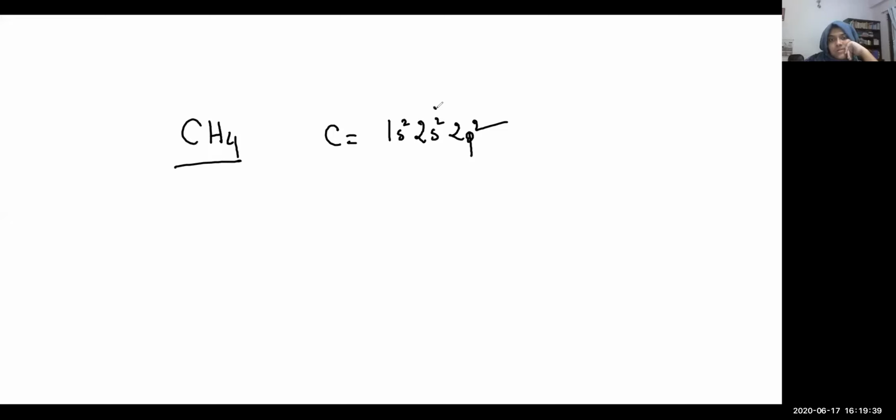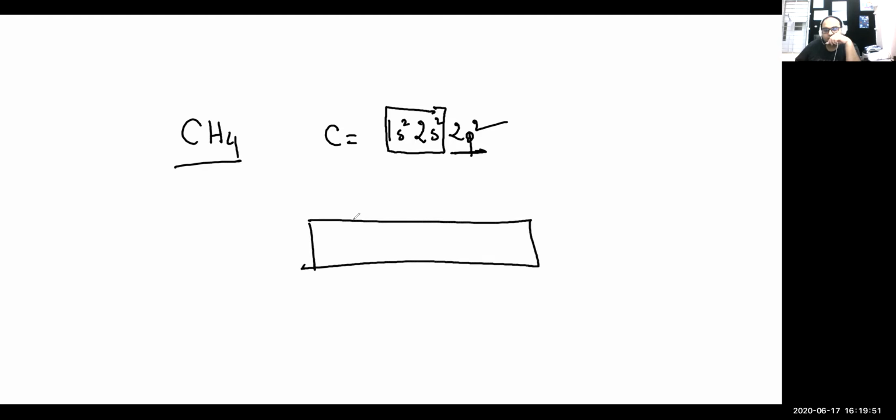So this part is already full, so we do not need it. What are we left with? 2p2. So it has 2 electrons here. Now, it has 4 hydrogens. This is 2s2 and this is 2p2.